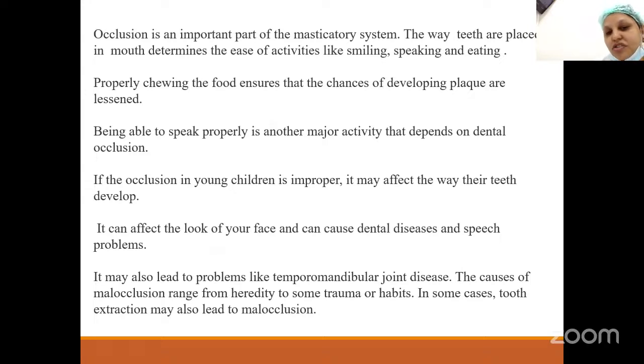In young children, if the occlusion is improper and not treated properly, it might affect the teeth that are going to develop. It can affect the look of the face and also cause dental diseases and speech problems in younger kids. It might also lead to temporomandibular joint diseases. The causes of malocclusion can be hereditary. In some, it can also be from trauma or habits developed in childhood. In some cases, malocclusion can also occur due to extraction and not replacing the tooth at the same time.